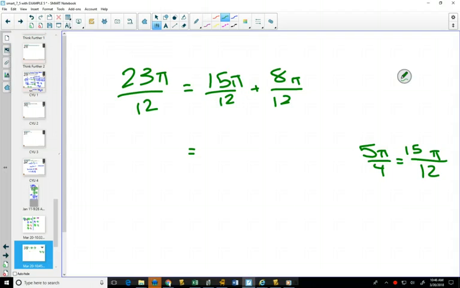And as soon as I reduce this, sure enough, this is 5 pi over 4, and the second one will always reduce to something on your unit circle. So it doesn't matter which pi over 4 you start with, it'll always work out that the other one will match up.